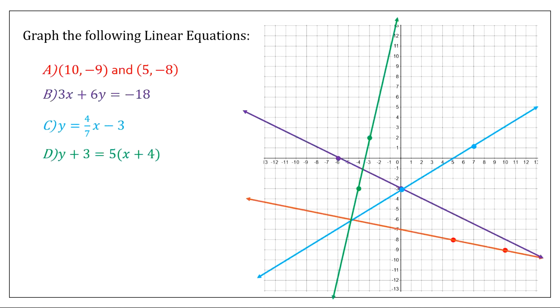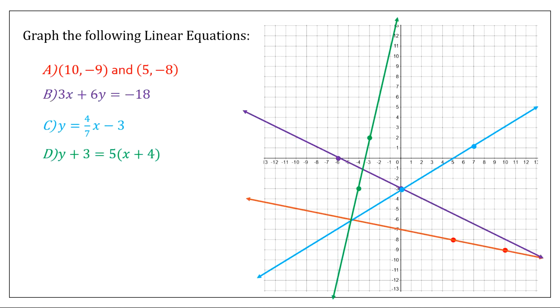Okay, so you're finished. We plot all the 4 lines on the same graph. I color-coded them, so the red is the first one. A, we plotted our 2 points, 10, negative 9 and 5, negative 8, and connected them. B was the standard form equation. So we solved for each value, x or y, plugging in 0 for the other value. So we plugged in 0 for x, and we found out that our y value was negative 3. If we plug in 0 for y, we found out x was negative 6. So we have those points. Again, we connect the dots.